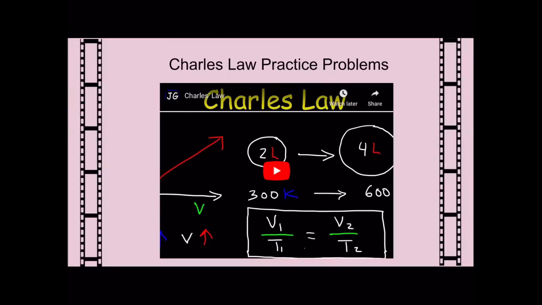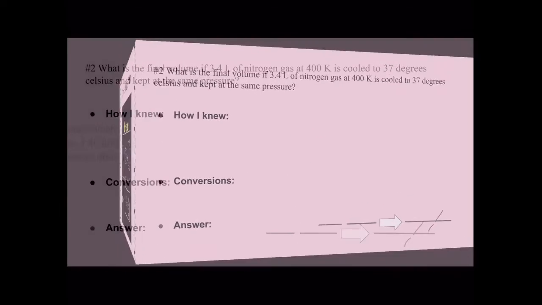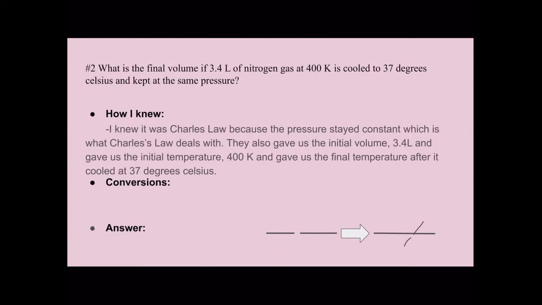Here is a video of Charles' Law practice problems. I knew this problem was Charles because the pressure stayed constant and it gave me the initial volume and the initial temperature, and then gave me the temperature after it was cooled, and we are looking for the volume after it cooled. To solve it, I used the formula V1 divided by T1 equals V2 divided by T2.